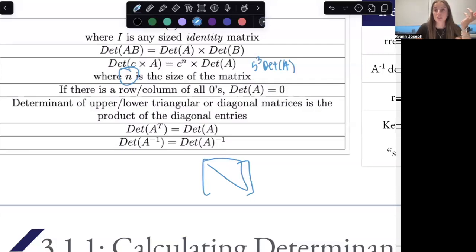So the determinant of A transpose is equal to the determinant of A, and the determinant of the inverse of a matrix is equal to the reciprocal of the determinant. So this just means 1 over the determinant of A, which is kind of interesting.